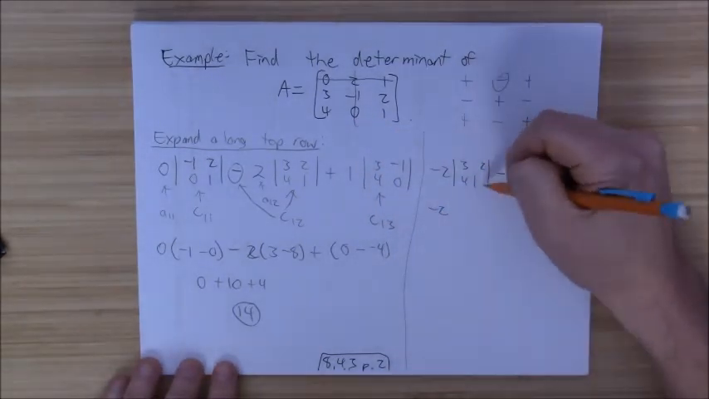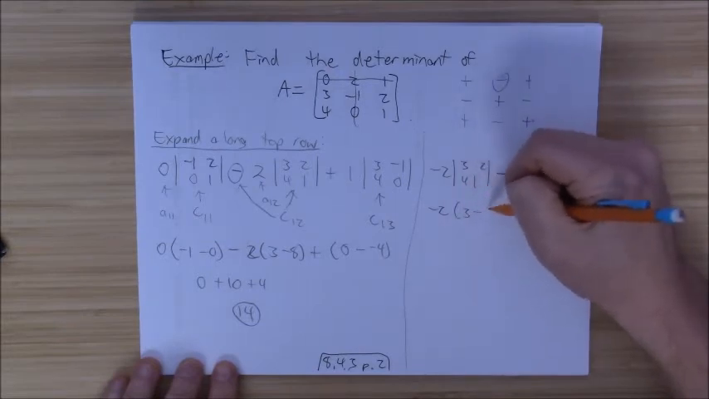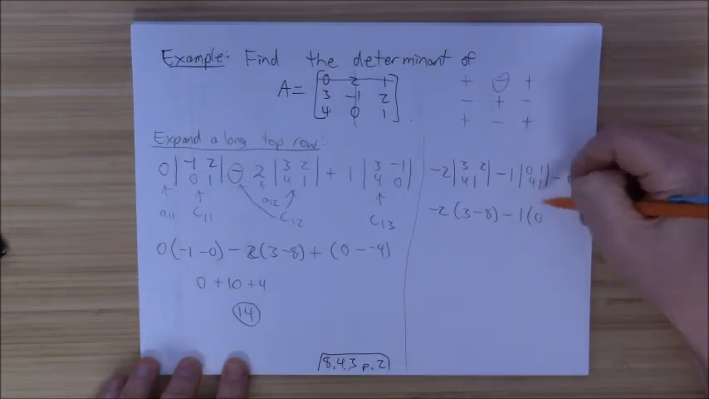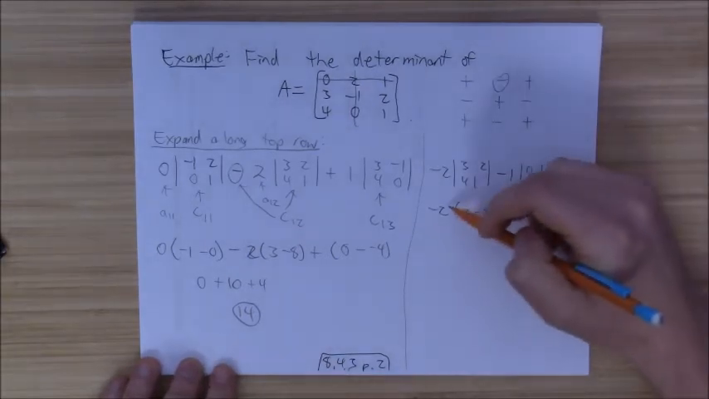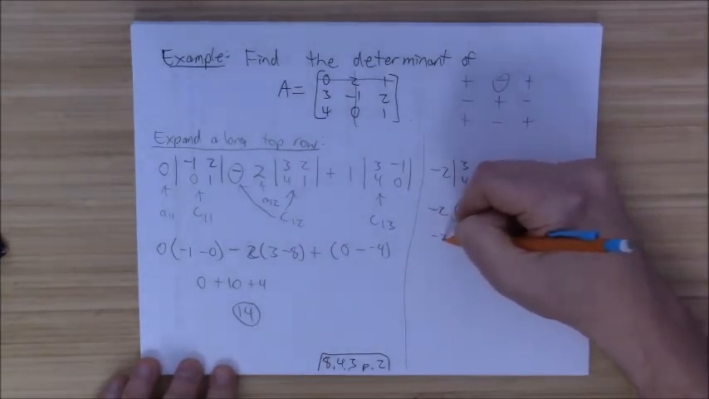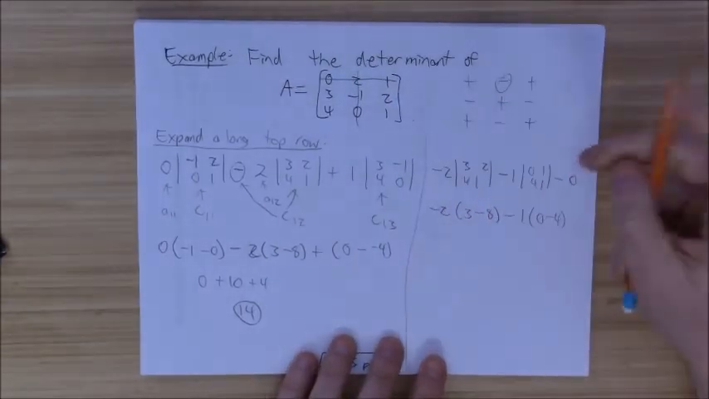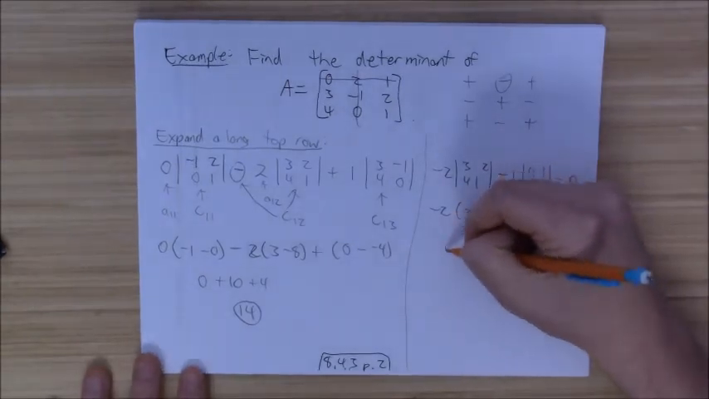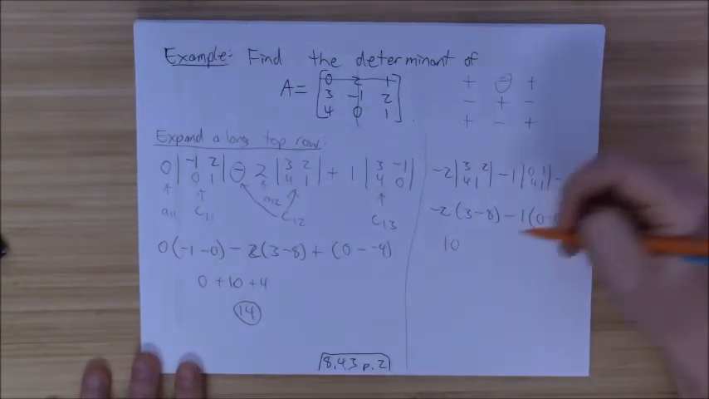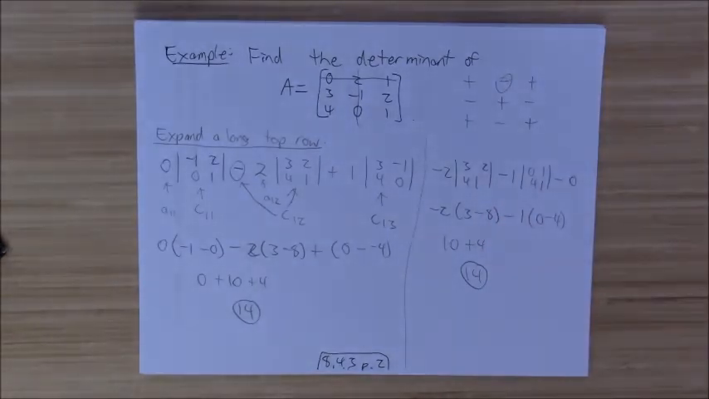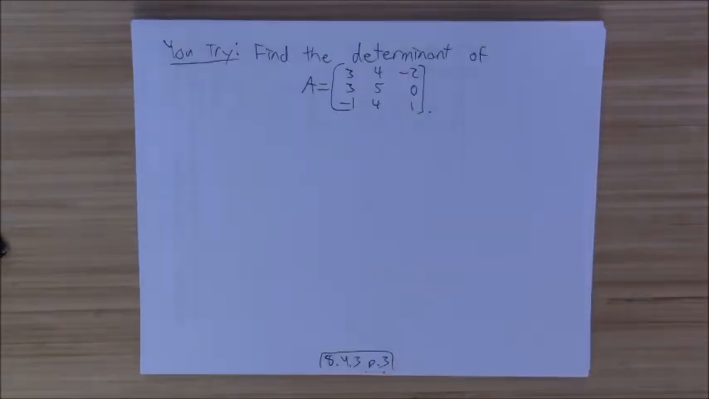So this is negative 2 times 3 minus 8, minus 1 times 0 minus 4. And so we have negative 2 times 3 minus 8, which is what? 3 minus 8 is negative 5, times negative 2 is 10. And then that's going to be negative 1 times 4, so plus 4. So again, we get 14. And that should not be a surprise because we will get the same answer no matter which row or column we choose to expand.